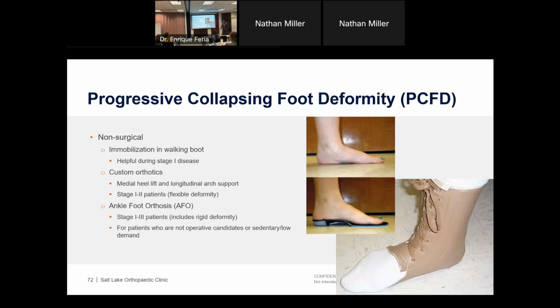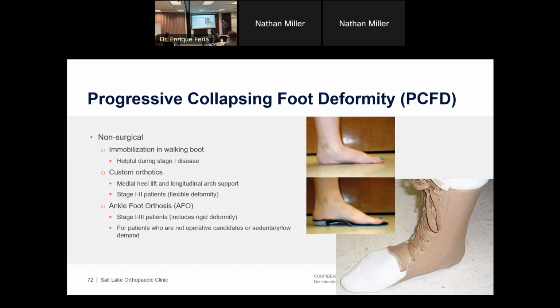Non-surgical treatment for this typically revolves around custom orthotics, especially in flexible flat feet. If your deformity is still flexible, that's when custom orthotics tend to help the best because they can help restore your alignment more to neutral. If you get to the point where your deformity becomes more rigid, at that point, custom orthotics are a waste of your money. And you can try and use bracing like this ankle foot orthosis that's pictured here.